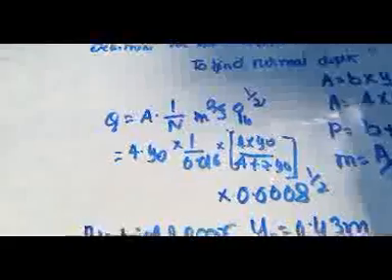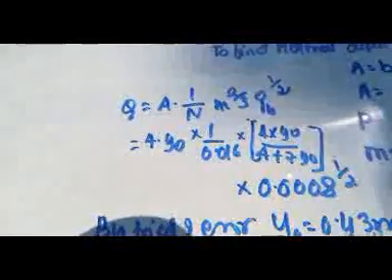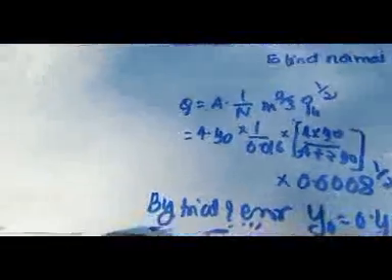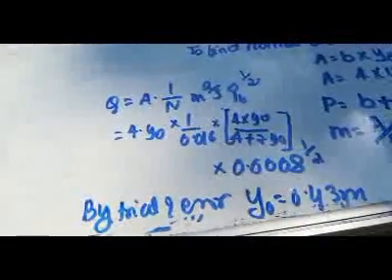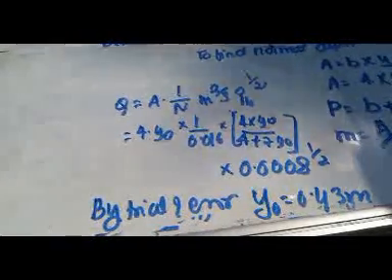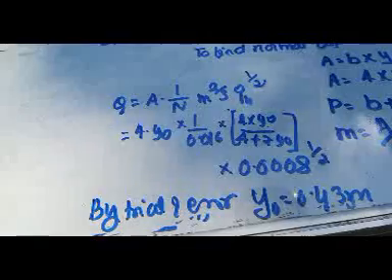that is 4 into Y0 over 4 plus 2 into depth, into the bed slope 0.0008 to the power 1 by 2. By trial and error, Y0 is equal to 0.43 meter. That is the value we got, 0.43 meter.